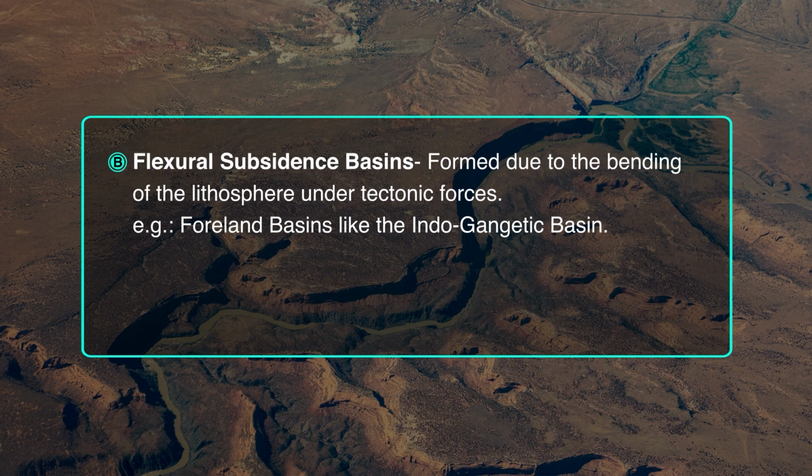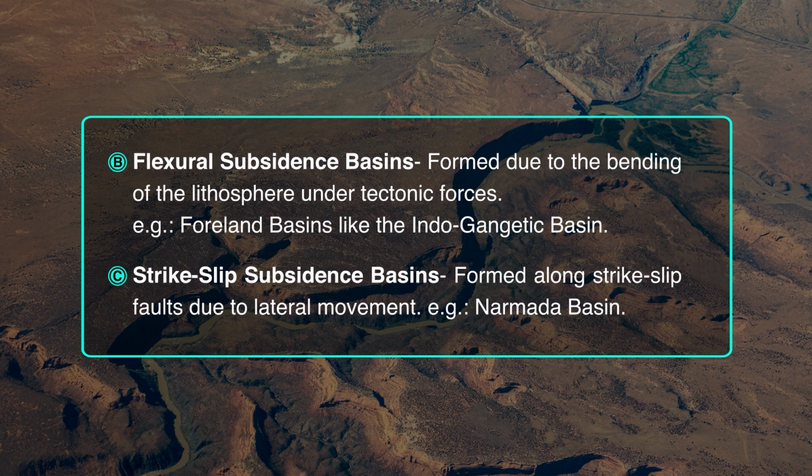Then the flexural subsidence basins, which are formed due to the bending of the lithosphere under tectonic forces. Then the strike slip subsidence basins, formed along strike slip faults due to lateral movement. So, we have talked about the various types of sedimentary basins and the various factors on the basis of which they are classified into different types.